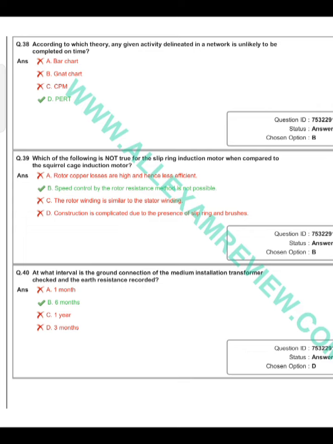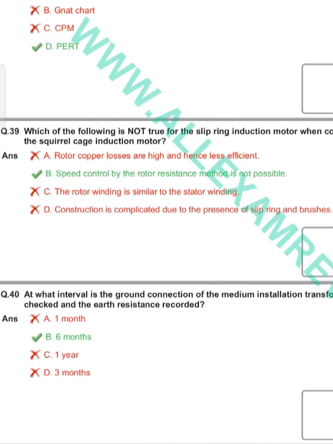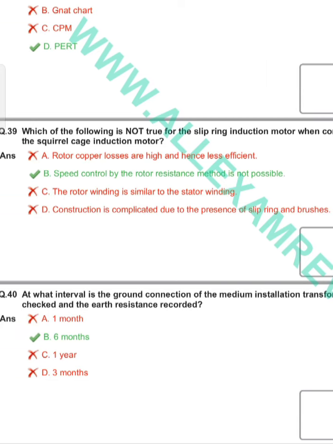According to which theory, any given activity generated network is unlikely to be computed on this time PERT. Question number 13. Which of the following is not true for slip ring induction motor when compared to squirrel cage induction motor? Speed control by rotor resistance method is not possible.